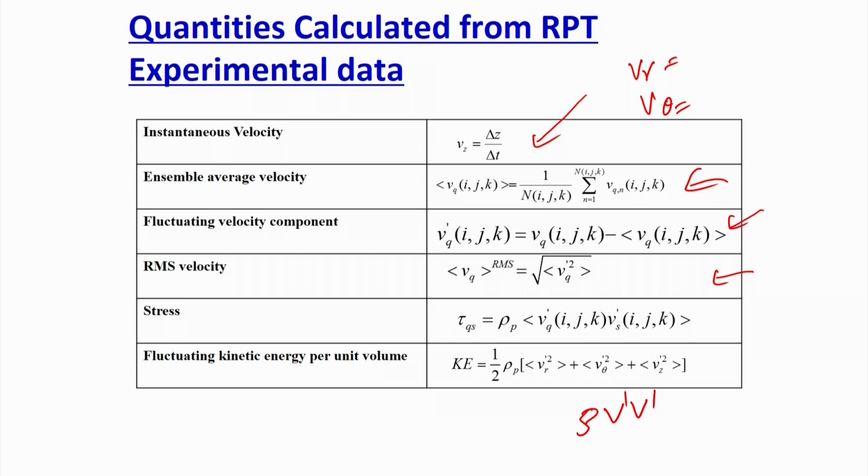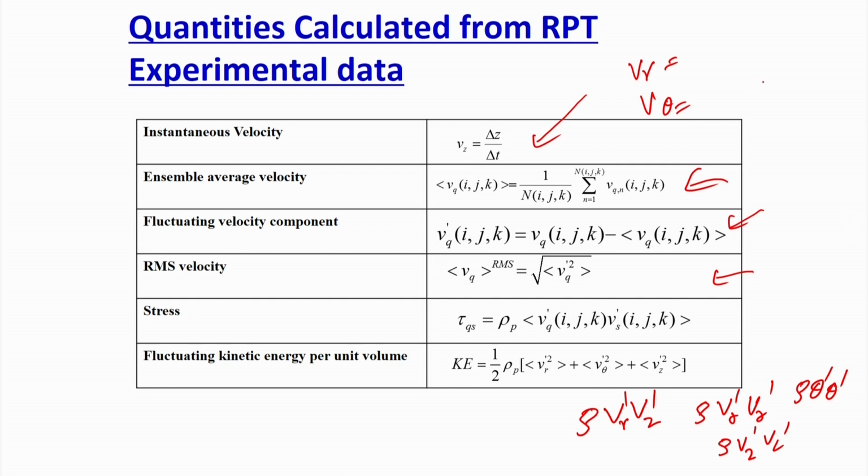Suppose I am talking about polar coordinates, I can calculate rho Vr Vr prime, rho Vr Vz prime, rho V theta prime, and so on. I can calculate all the 9 components of the Reynolds stress, and we can also calculate the kinetic energy of fluctuations per unit volume, or fluctuating kinetic energy per unit volume. And fluctuating kinetic energy has been defined for each cell.